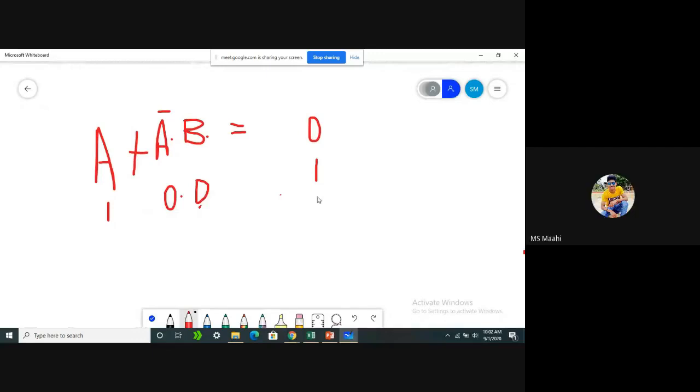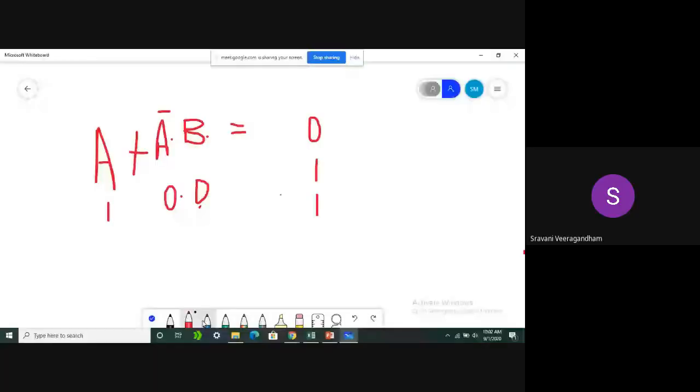Again, what are the other combinations? Three combinations completed. What is the other combination? A is 1, B is 1. A bar is 0. 0 into 1, 0. Then 0 plus 1, 1. So with four combinations, what did we get? This output is similar to which output?